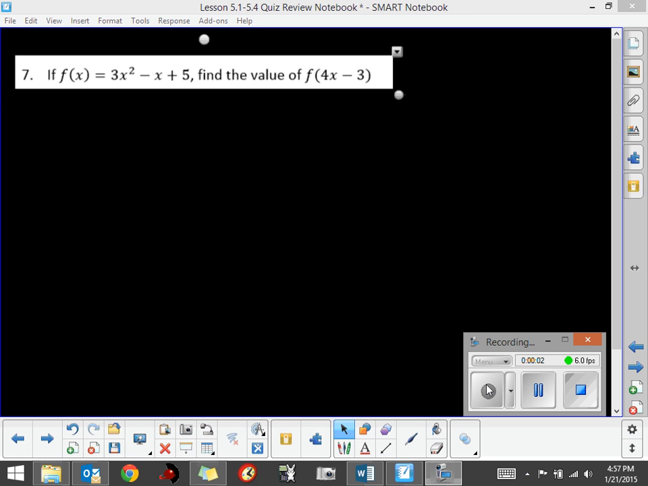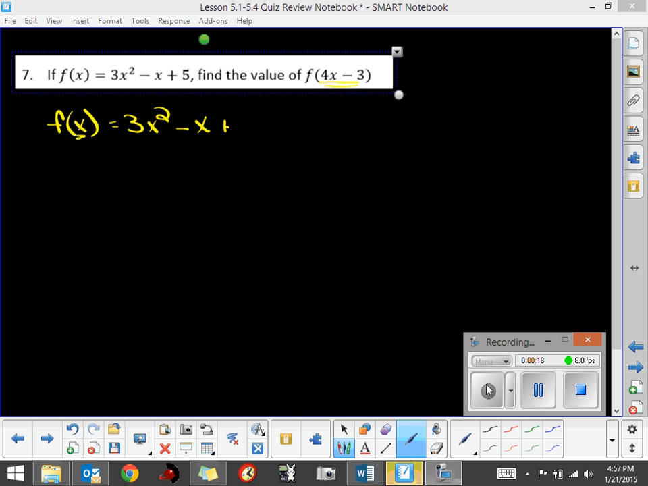Number 7, we're supposed to evaluate a function f at an input value of 4x minus 3. So this is what we're going to evaluate, and this is the rule they give us. They say for our function f, we put in any input, x is your input, you take 3 times that input squared minus the input plus 5.